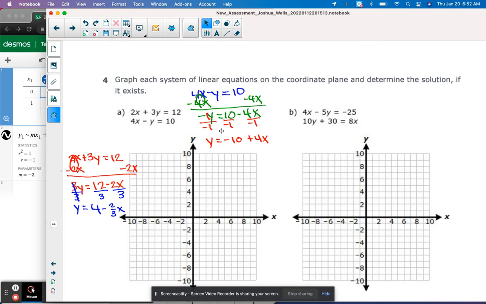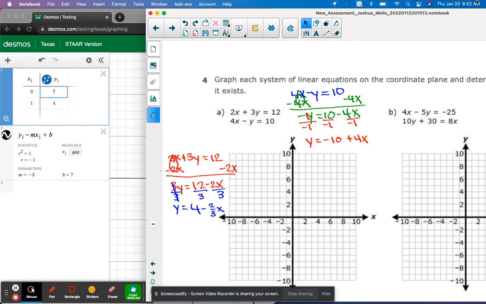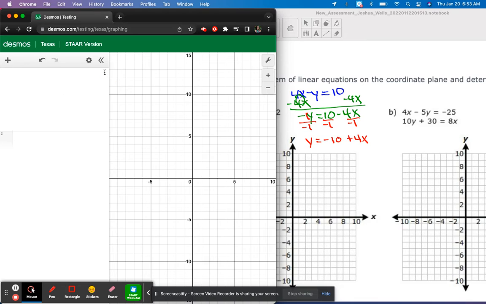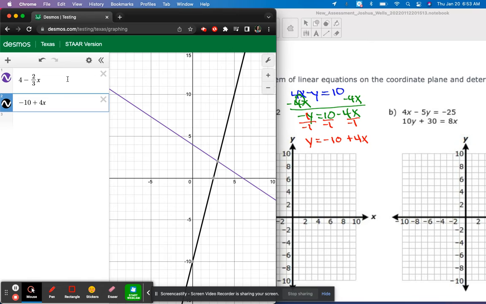So let's go ahead and graph both of these equations in Desmos. The first equation we have is 4 minus 2/3 x. The second equation we have is negative 10 plus 4x. You don't have to type the y equals if you don't want to. You can still type it in the right side of the equation. So what I'm going to be doing from here is just grabbing key pieces of information.